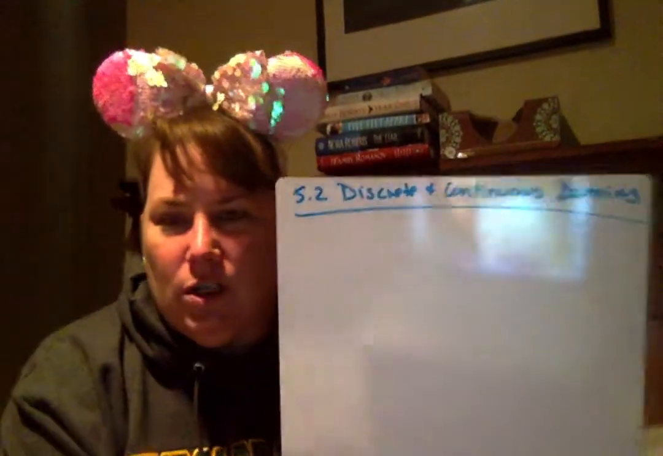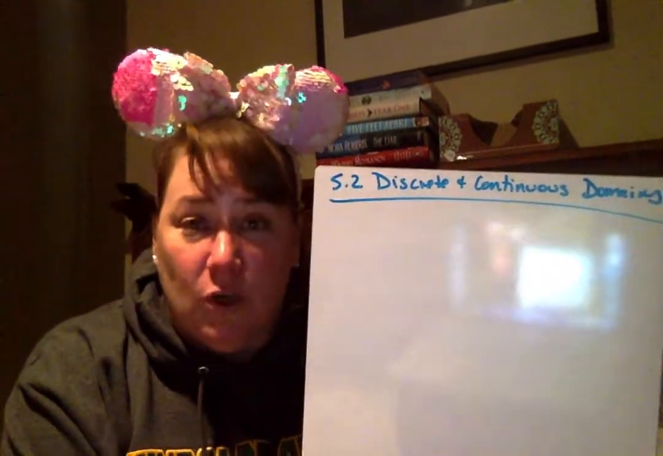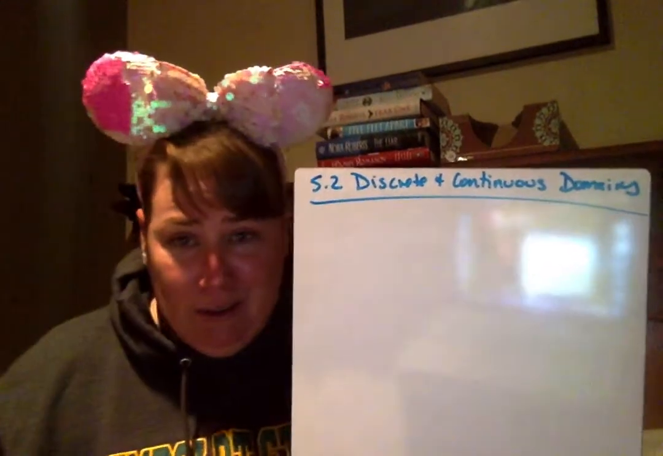So we're going to do 5.2, discrete and continuous domain. We're going to have some vocab, so my kids, make sure you have out your pink highlighter.